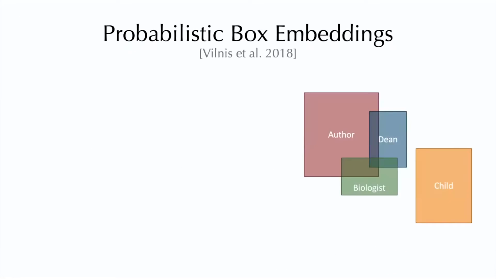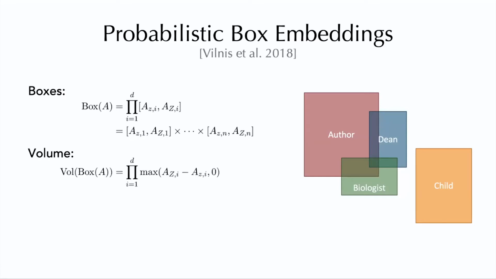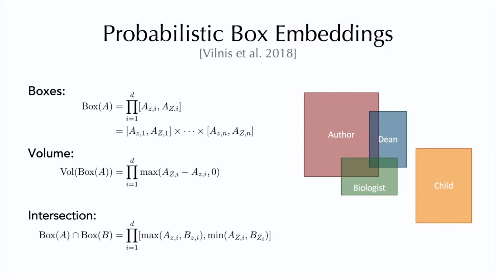Introduced by Vilnis and co-authors in 2018, probabilistic box embeddings are a novel region-based representation in which entities are represented using boxes, which are Cartesian products of intervals and can be thought of as a trainable Venn diagram of sorts. The volume of a box can easily be calculated, and boxes are closed under intersections, in that the intersection of boxes is once again a box.